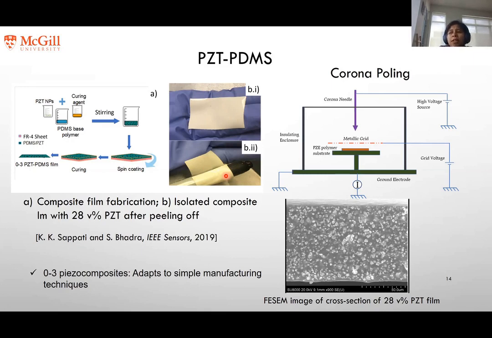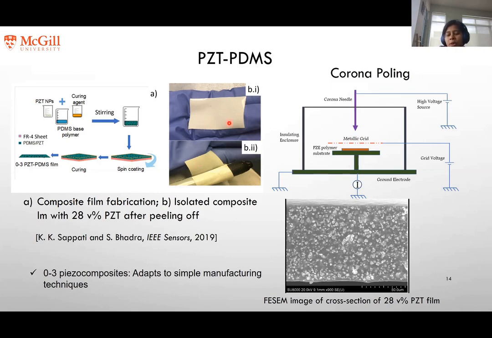This composite, after you make it this way, doesn't show very high, I mean, it shows a decent piezoelectric charge coefficient, but we can improve the piezoelectric charge coefficient further by doing corona poling. In corona poling, we put the film under a very high electric field, and that aligns the dipoles of the ceramics in the film.